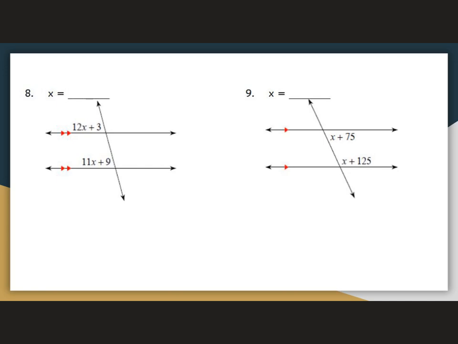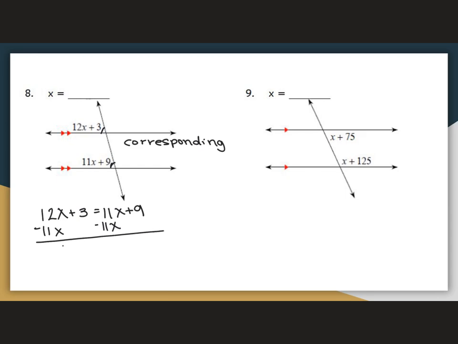We're still solving for x, and we still want to start by looking at what type of angle pairs we have. If we focus on these two angles, these angles are corresponding angles. We know corresponding angles are congruent, which means their measures are equal, so we want to set these two equations equal. I would subtract 11x from both sides. And then I would subtract 3 from both sides. X equals 6.